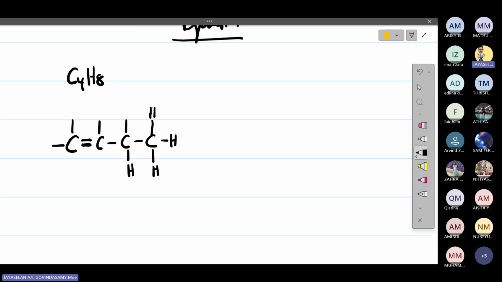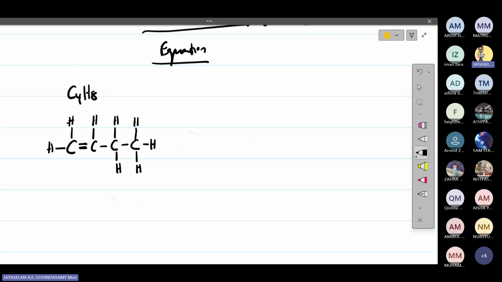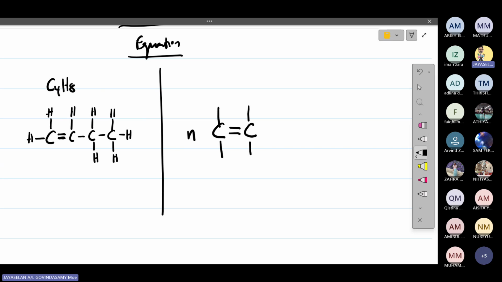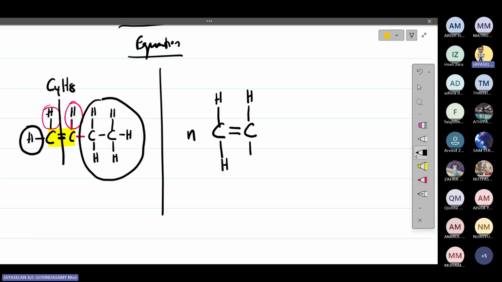Can you get up to here? Okay, now what do y'all do? Very simple. Y'all have to draw the equation. So y'all put your C double bond C, and above and below, y'all put n. Where is your C double bond C? This one. So y'all see this CH, I put here. This one I put here. Done? Okay, this part is settled. Now this C has 2 bonds, this H I put at the top. This whole thing I simplify as C2H5.